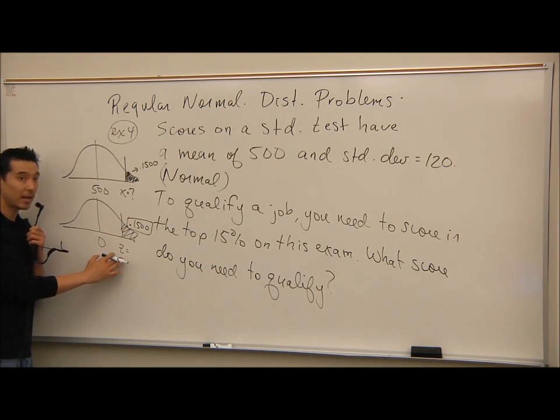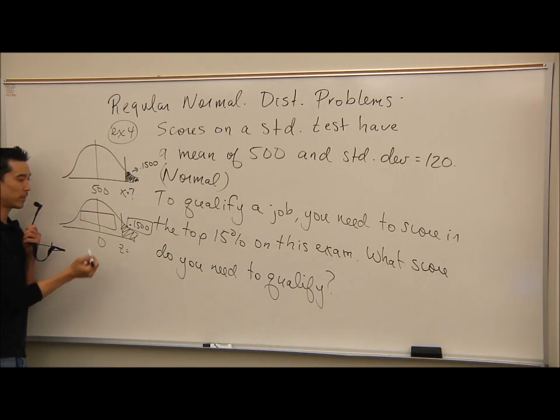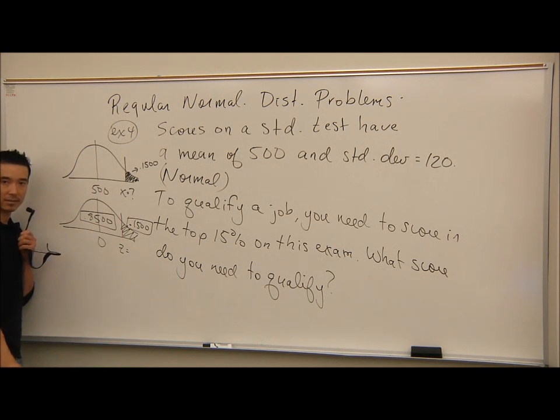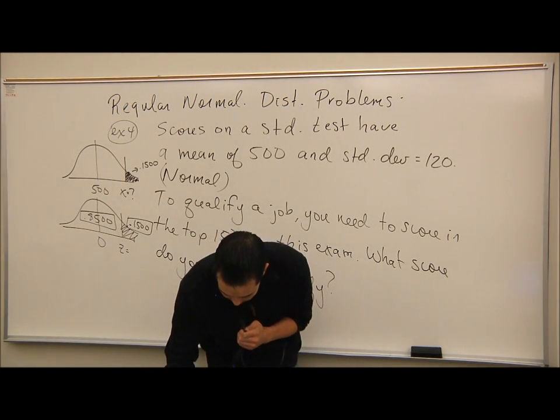Okay? Now my chart only gives area to the left. So if the area to the right is 0.1500 and the whole thing adds up to 1, then what must this area over here be? Point what? 0.8500, right? Okay. So now let's go to the chart, but be careful. We're looking in the area portion of the chart. So look in the area portion of your chart and try to find the closest number you can to 0.8500. Okay, that's my job right now.